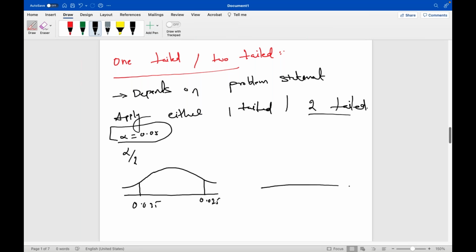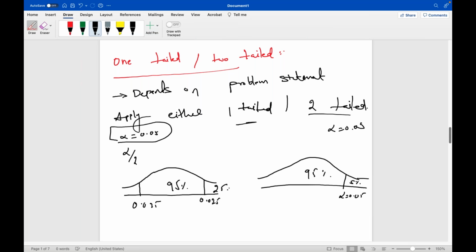For example, if it is the one tail test, the distribution can be the same, but let me consider my alpha value is 0.05, and it is the one tail test. Either you can take the alpha value on this side, with 95% of the data this side and 5% of the data this side. This is my 0.05, and here is the 95% of the data.